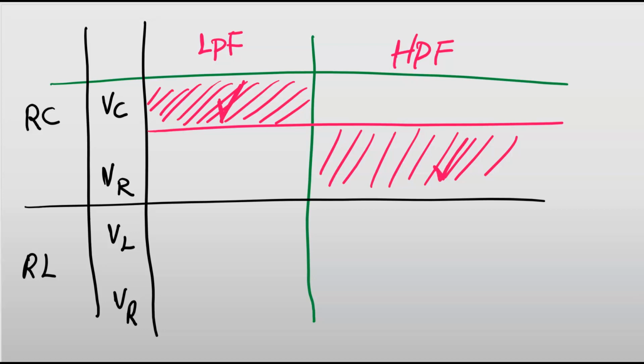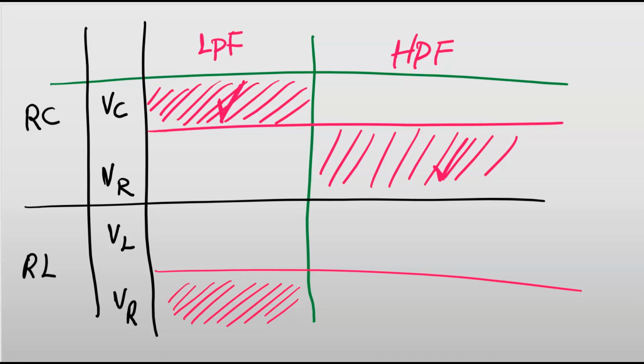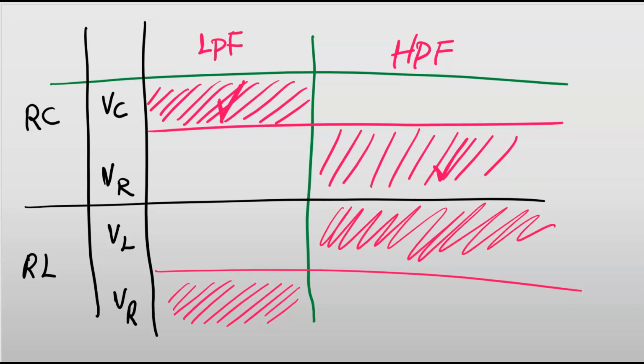And if I'm having an RL circuit, by focusing on the voltage of the resistor, I'm going to end up having a low pass filter. And if I focus on the voltage of the inductor, I'm going to get a high pass filter. So this is an important table because it helps you to know which voltage you need to focus on.